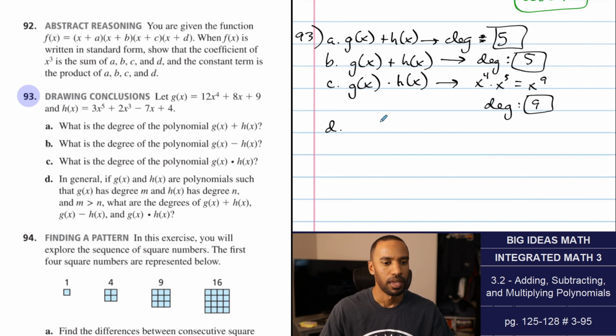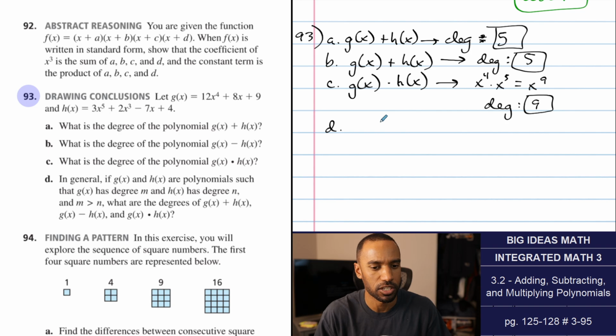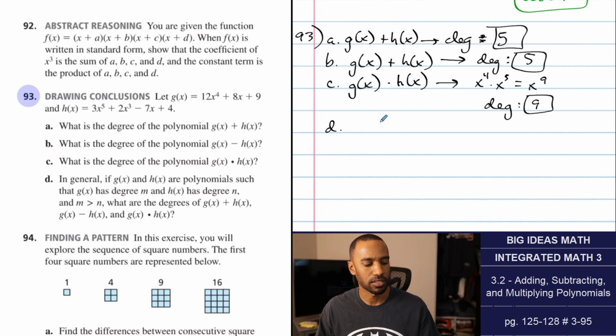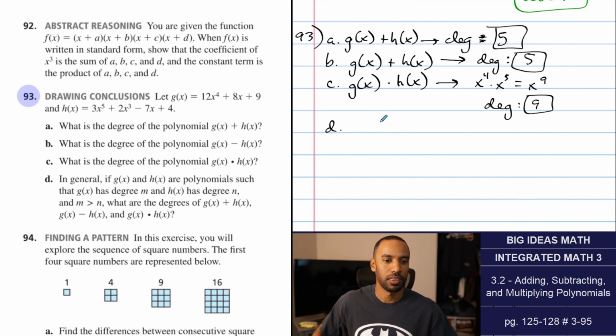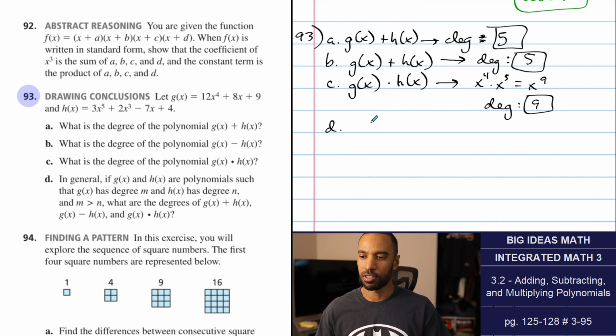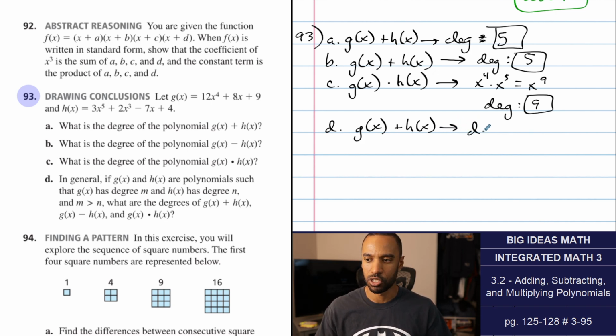Part D. In general, if g of x and h of x are polynomials such that g of x has degree m and h of x has degree n, and m is greater than n, what are the degrees of g plus h of x, g minus h of x, and g times h of x? So as they said those, notice how the things never canceled, and they couldn't cancel because they aren't like terms. So if g of x plus h of x, remember g of x has degree m, and that's bigger than n. So g of x plus h of x degree is m.